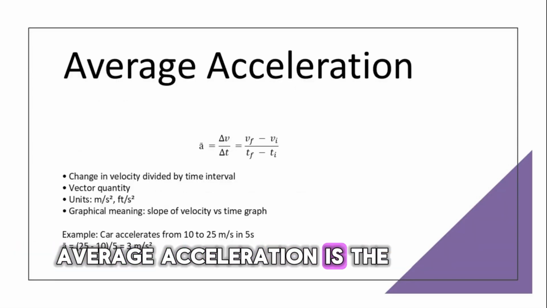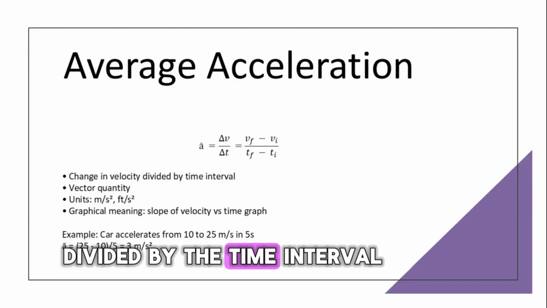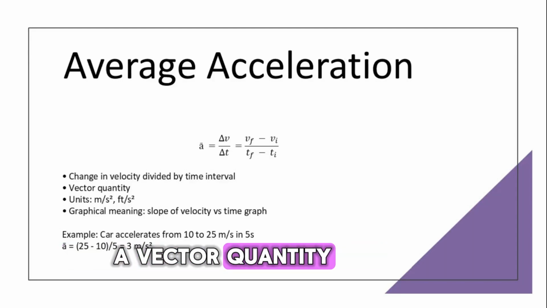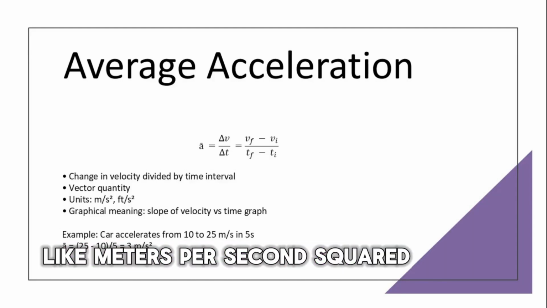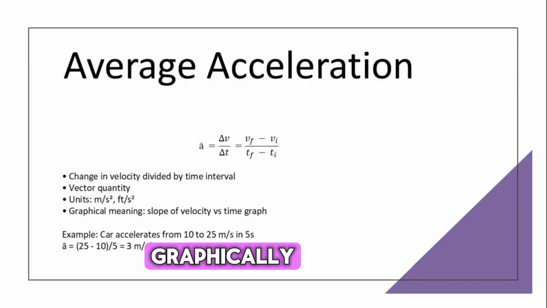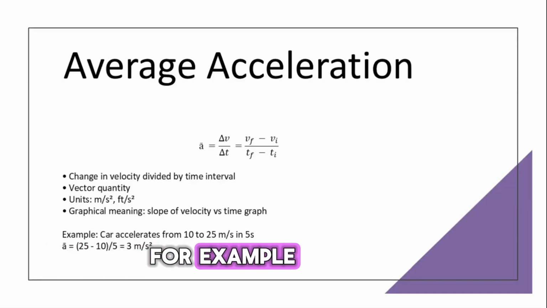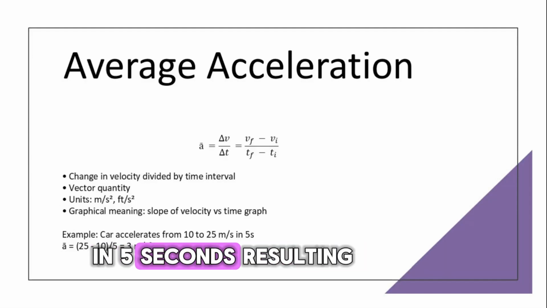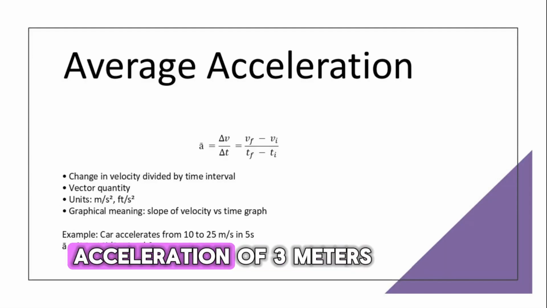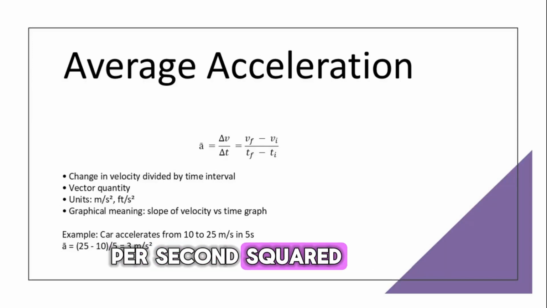Average acceleration is the change in velocity divided by the time interval, a vector quantity. It's measured in units like meters per second squared. Graphically, it's the slope of the velocity versus time graph. For example, a car accelerates from 10 to 25 meters per second in 5 seconds, resulting in an average acceleration of 3 meters per second squared.